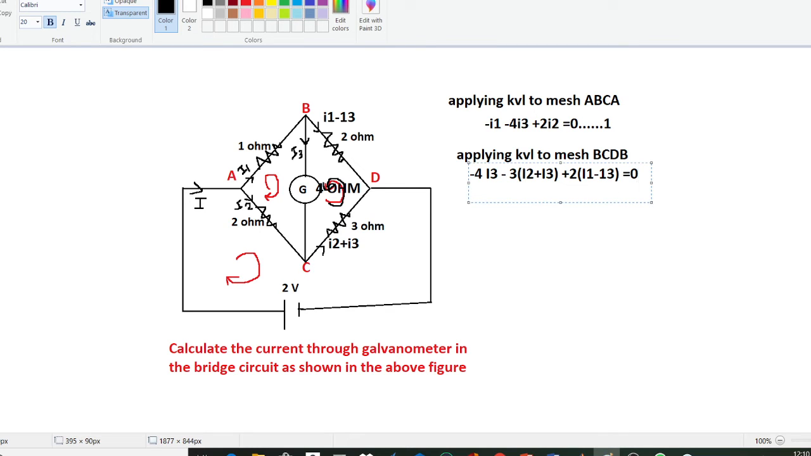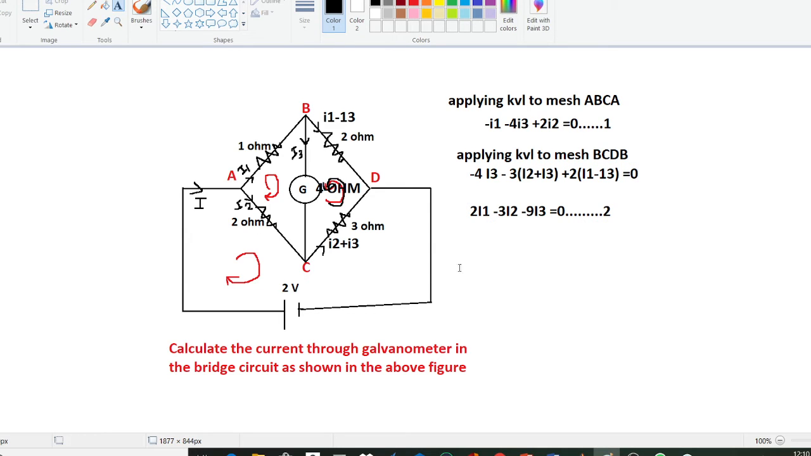So on further simplification, if you solve this we will get the equation in terms of I1, I2 and I3. Finally we will get 2 I1 minus 3 I2 minus 9 I3 equals 0. So this is our equation 2, and now applying KVL to mesh ACDA.